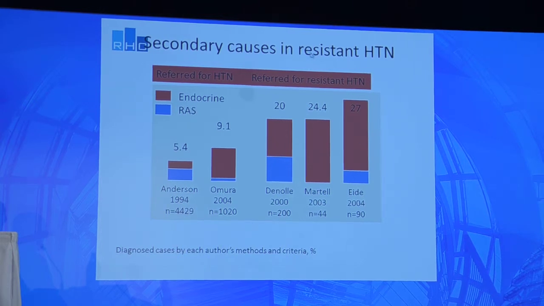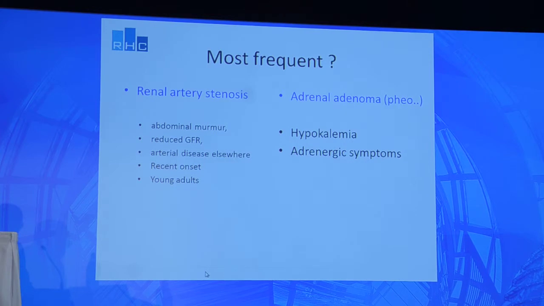So, according to the setting where you're working, you will see more endocrine reasons or more renal stenosis. This is different series from the literature. This is from our group. You see that in most of the groups, you see a little more adrenal adenoma than renal stenosis, but these vary a lot according to your setting. So the most frequent reasons for secondary hypertension, obviously, are renal artery stenosis and adrenal adenoma.